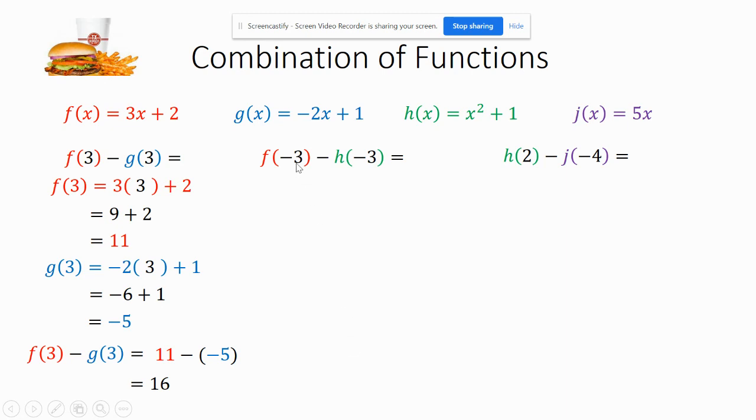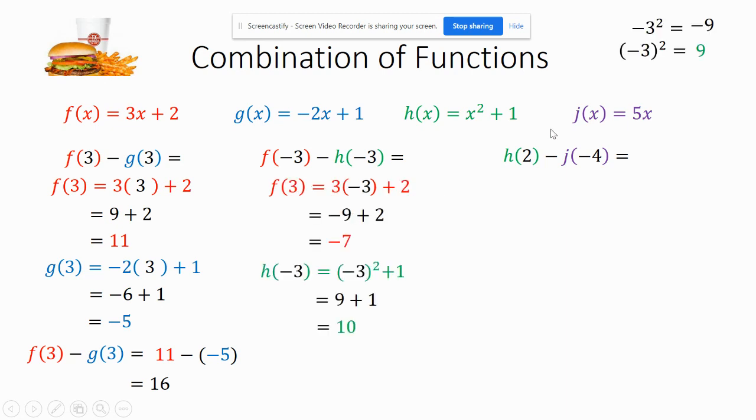I go up here to this next one, f of negative 3 minus h of negative 3. Well, I'm going to go to the f problem. And as you'll notice, I'm going to take 3 times negative 3 plus 2, which 3 times negative 3 is negative 9, plus 2 makes negative 7.